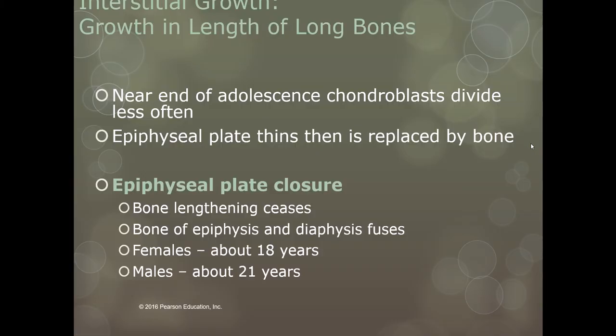Now, as we hit post-pubescence, the end of adolescence, those chondroblasts in the proliferation zone making new cartilage start to become less active, and the plate will get thinner and thinner as the cartilage is replaced by bony tissue. Typically at about 18 for females, about 21 for males, the plate itself will completely close. The epiphysis bone and the diaphysis bone will completely fuse. That cartilaginous plate is no longer present.